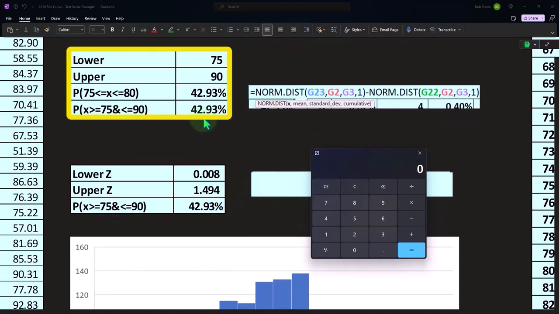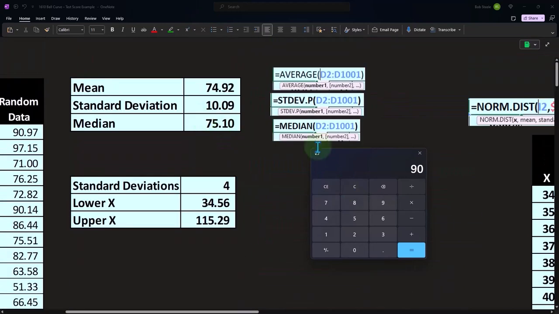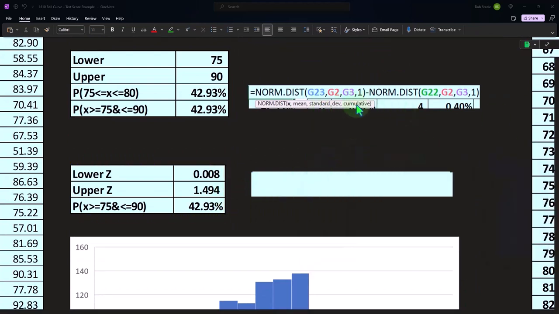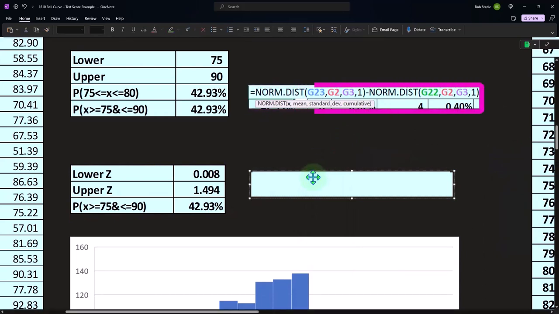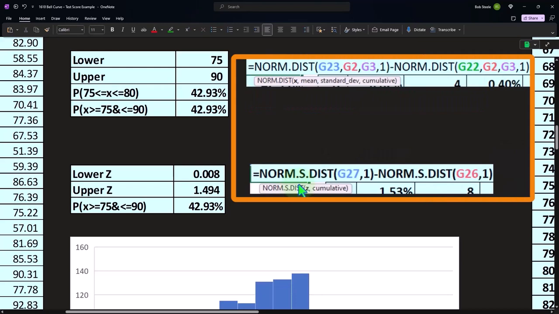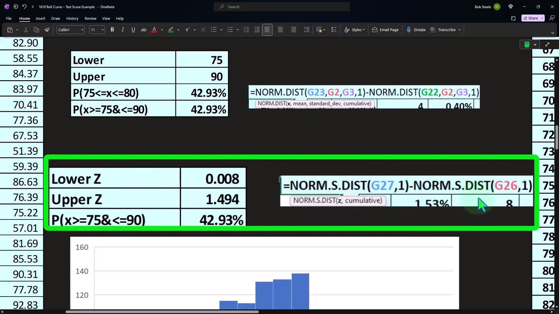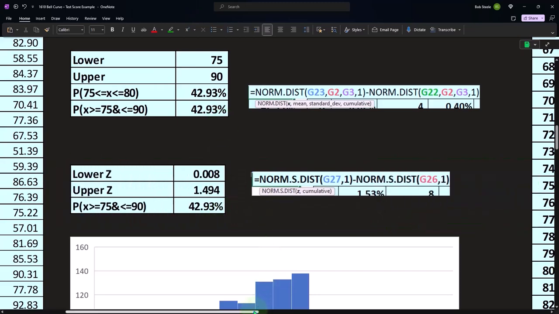And this Z score is 90 minus the 74.92 divided by the standard deviation of 10.09, and that gives us 1.494. So I can do the same concept, but instead of using X's, now using the Z's, which would be NORM.S.DIST. Then all I need is the Z because I already have the mean and the standard deviation, the X, the mean, the standard deviation are all compacted into that Z. Cumulative, that's for the higher bit, the 1.494, minus the NORM.S.DIST for the lower Z, and that'll give us the same 42.93%, the part in the middle.